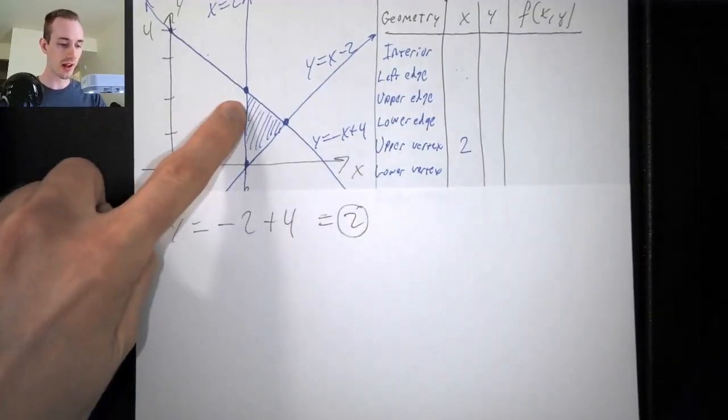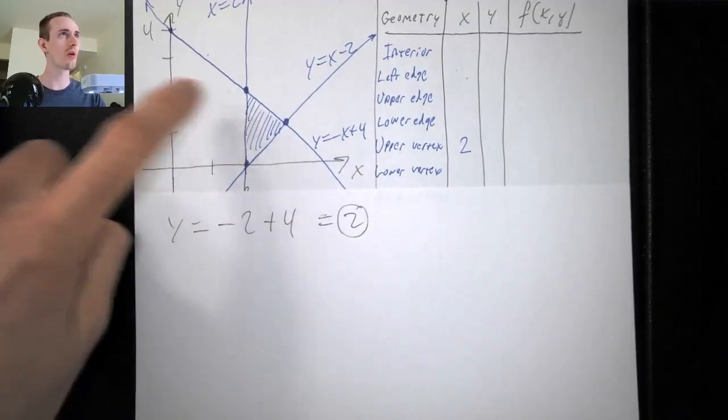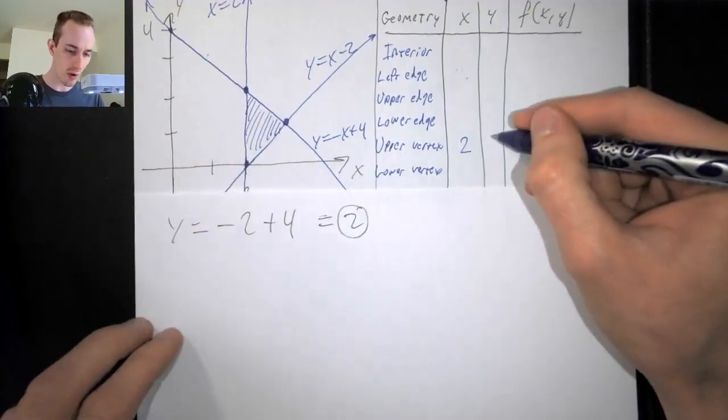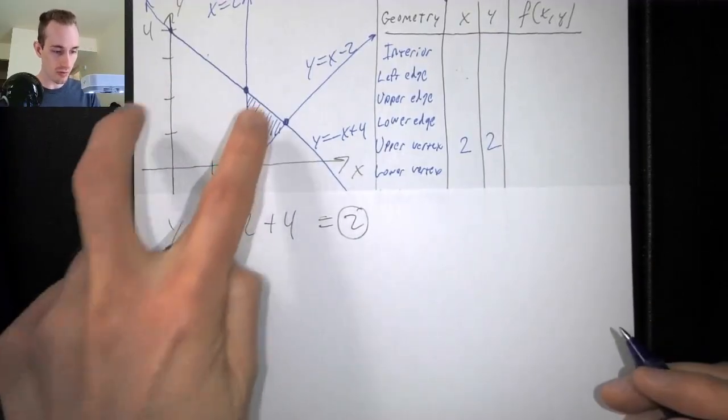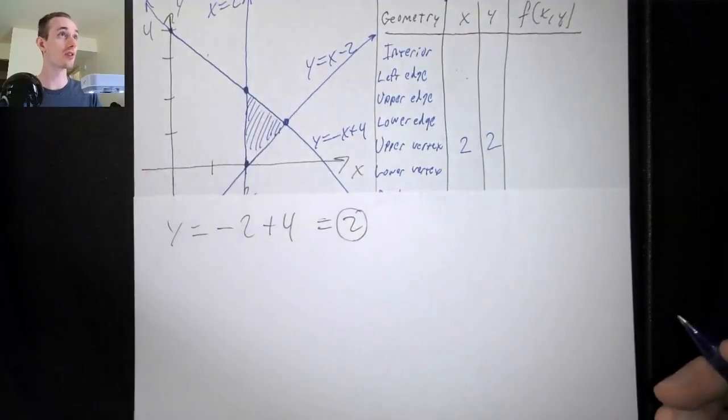So at that point, the x coordinate is 2 and the y coordinate is 2, which looks about right from the graph. Again, your drawing doesn't have to be perfect. Mine obviously is not perfect, but it looks close enough there. It looks like it is actually at 2, which is kind of handy.